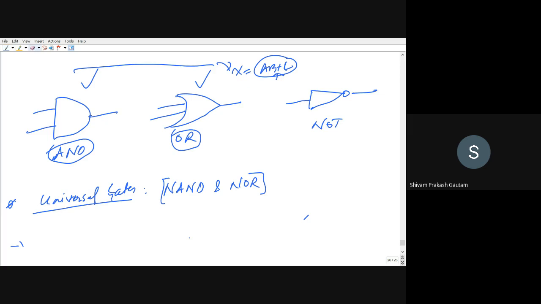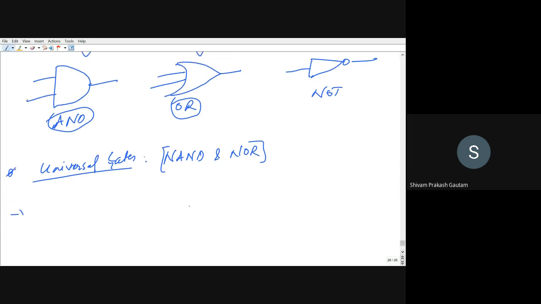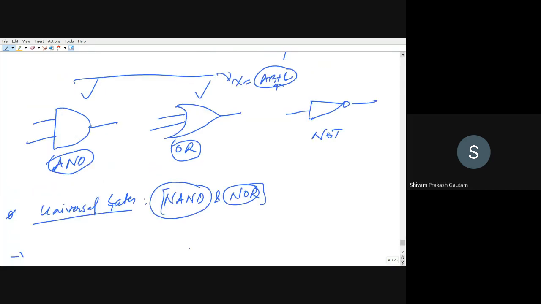Now, why we are studying universal gates is that by using a single type of gate, either NAND gate or NOR gate, any logic can be implemented, right? Using NAND gate or NOR gate, any logic can be realized single-handedly. That means any logic can be realized by using only NAND gate, and any logic can also be realized by using only NOR gate. So that is why it is called a universal gate. So suppose I'm having some function to perform, then you can use either NAND gate or NOR gate.